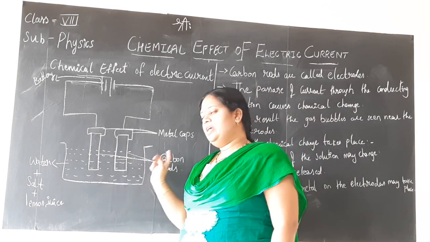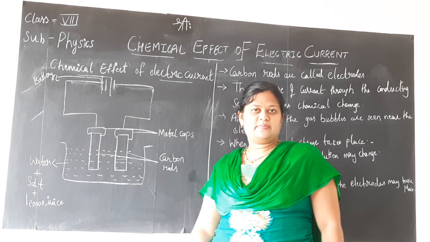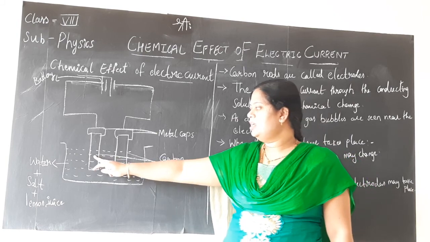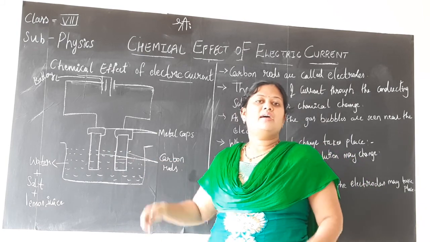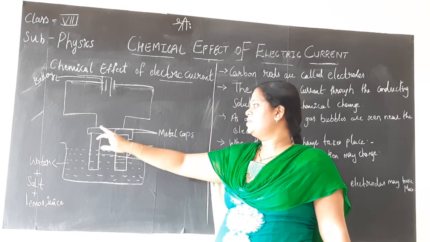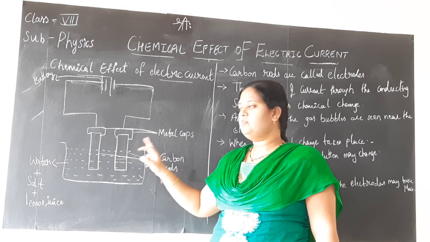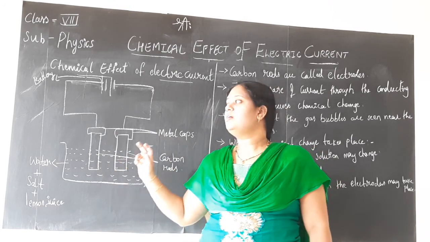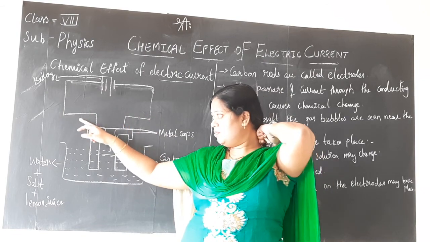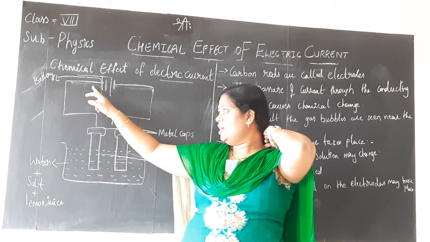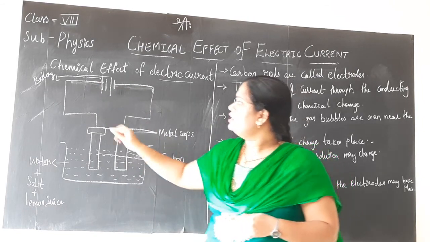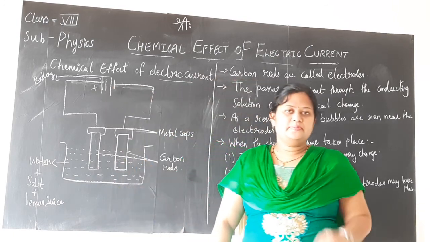Let us consider a beaker and fill it with water. Take two carbon rods. So these two are the carbon rods. Cover each carbon rod with a metal cap. So these two are the metal caps for the carbon rods. Through the carbon rods, the connecting wires are connected and it is connected to the battery. Long line positive, short line negative.